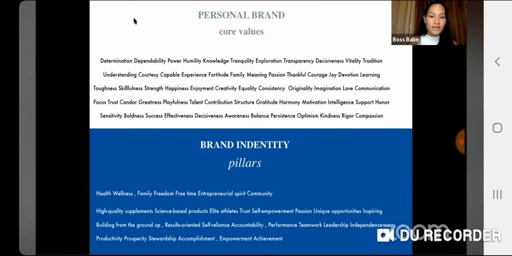And of course, your brand identity, ito yung mga pillars natin, okay? Just to add up more, to strengthen your personal brand: health or wellness, family, freedom, time, entrepreneurial spirit, community, high quality supplements, science products. So you can choose any of those. Okay, you can choose any of those.